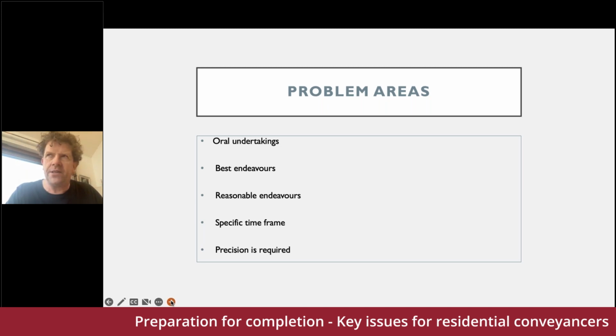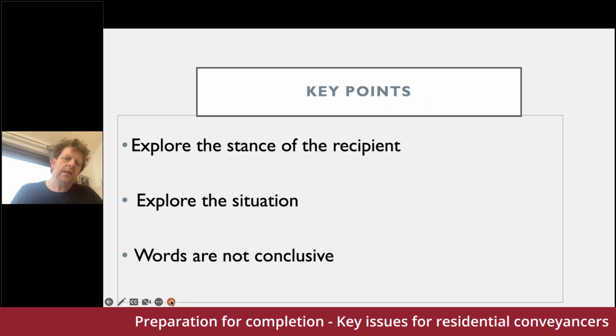If you're providing an undertaking, it needs to be precise so there is clarity as to what is to be done to comply with that undertaking. Again, always explore the stance of the recipient. Is it reasonable for a recipient to accept an undertaking from you? Could there be vulnerability where you're acting on the sale of a house worth £15 million and you're carrying indemnity cover of £3 million?